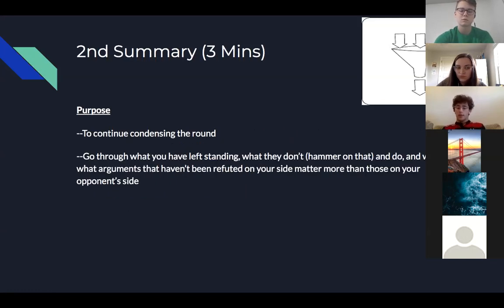And then there's the second summary. And so this is basically kind of the same speech as the first summary. It's to continue condensing the round, go through what you have left standing, what they don't, and you really need to hammer on that. Make sure your judge understands what you've answered in their case and why that matters in the round. And then again, talk about what arguments that haven't been refuted on your side matter more than those on your opponent's side. And that's just going back to weighing impacts.